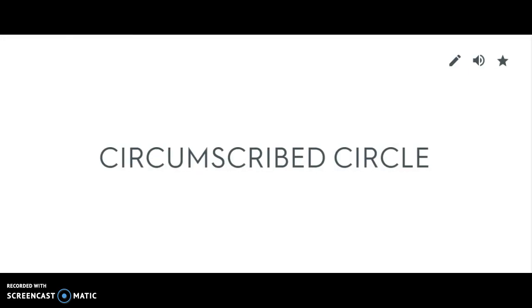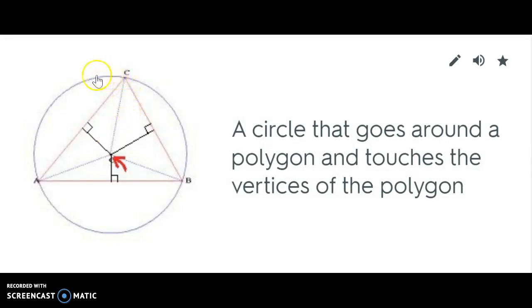The next thing we need to know is what a circumscribed circle is. And a circumscribed circle is a circle that goes around the outside of a polygon. And so this circumscribed circle goes outside of that triangle.